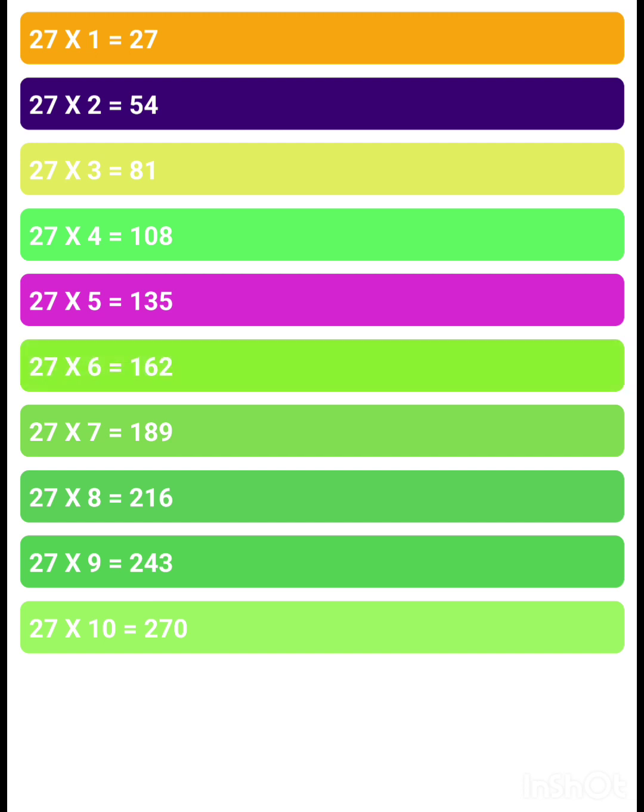27 sixes are 162. 27 sevens are 189. 27 eights are 216. 27 nines are 243. 27 tens are 270.